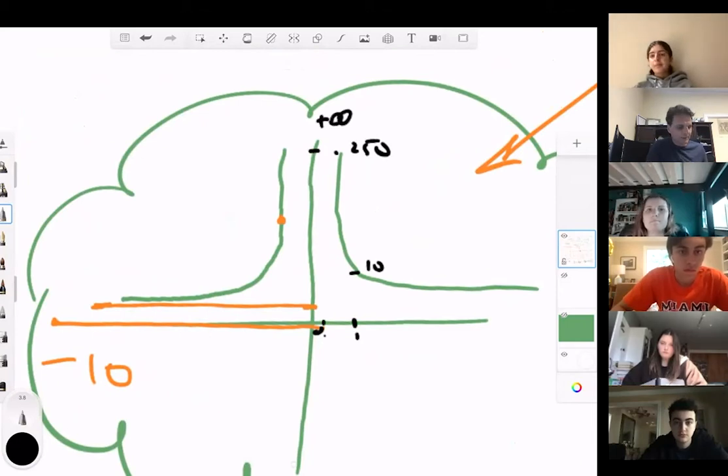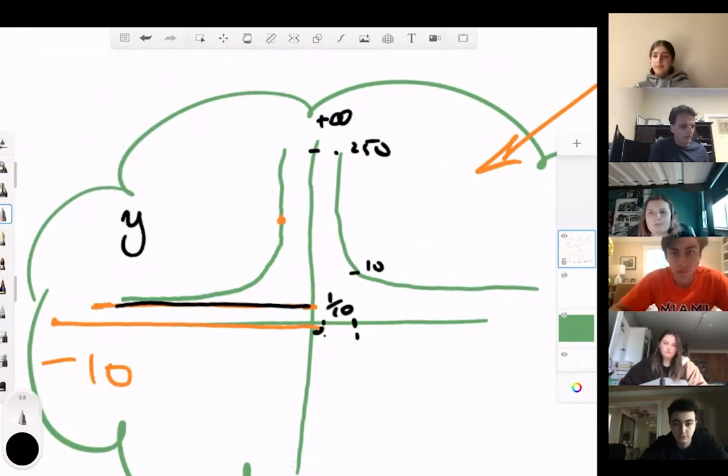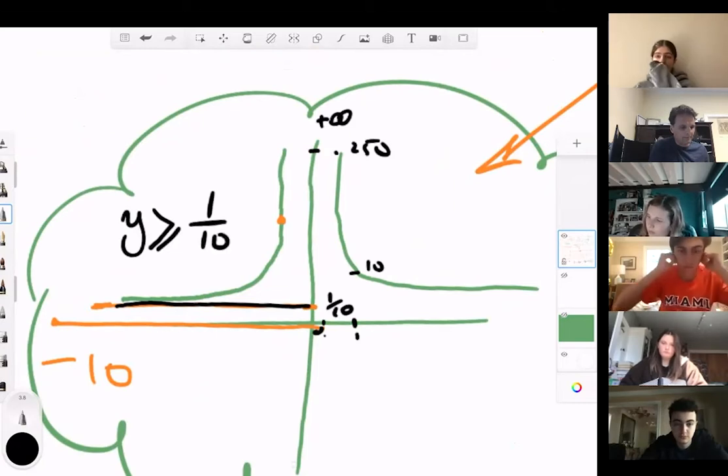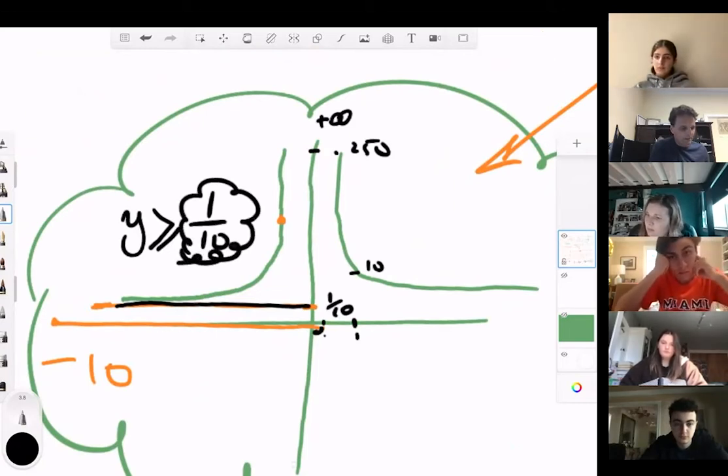So if it's close to 0, we're going to go to positive infinity. So what's the range of this graph? It will go from 1 over 10 to infinity. We're going to say y is greater than or equal to 1 over 10. Where is 1 over 10 coming from? It comes from when I plug negative 10 into the function. Does that make sense?